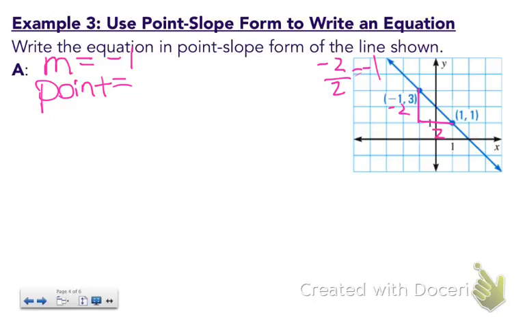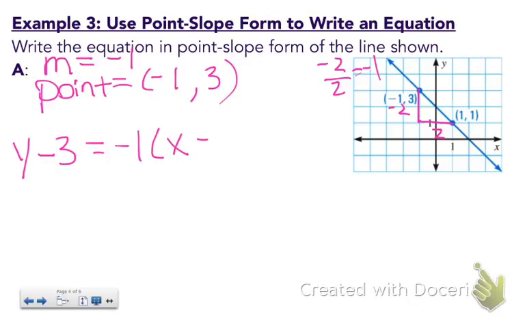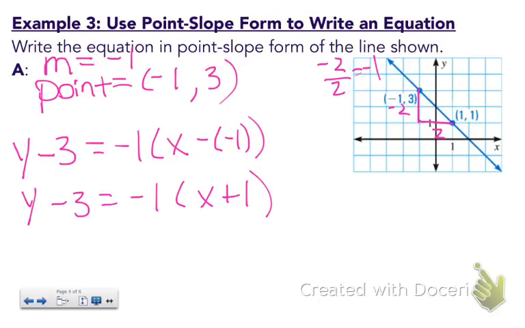Alright, and now the point does not matter which point I choose. So I'm going to start with the first one. Negative 1, 3. Alright, and now I'm going to put it in point slope form. So y minus 3 equals negative 1 times x minus a negative 1. Okay, well minus a negative is going to become plus. But otherwise, that would be the equation of this line in point slope form.